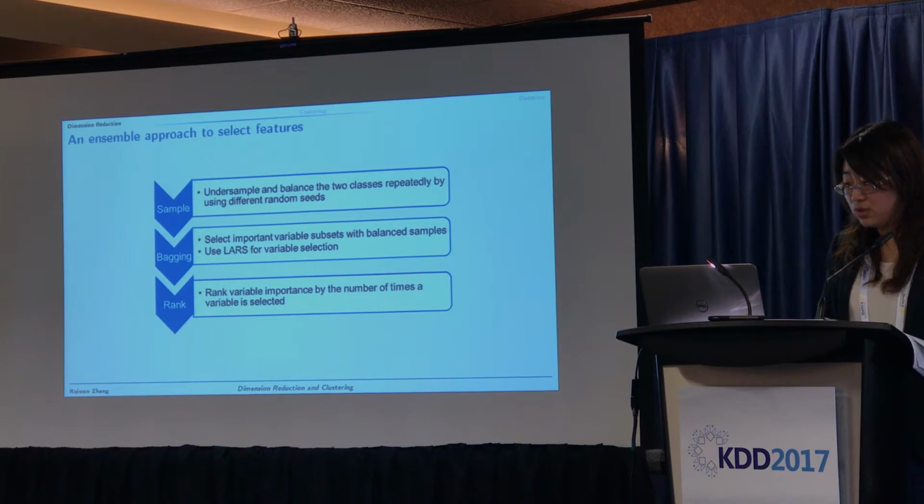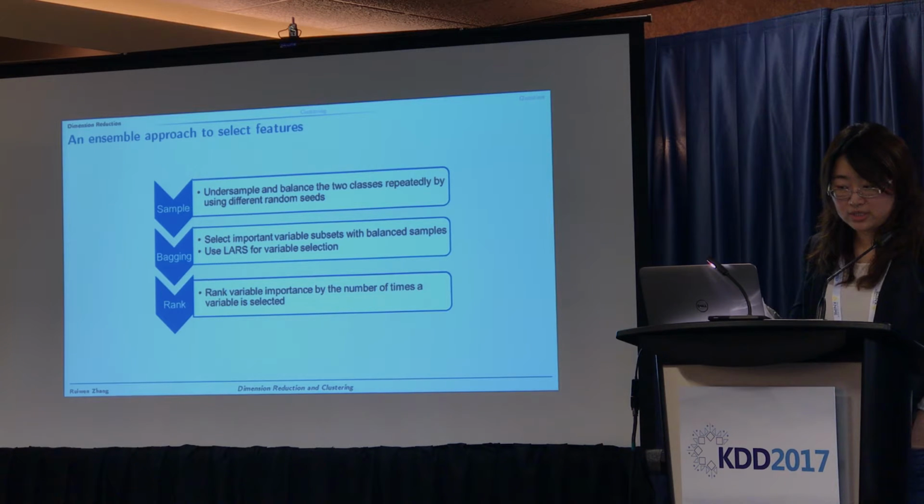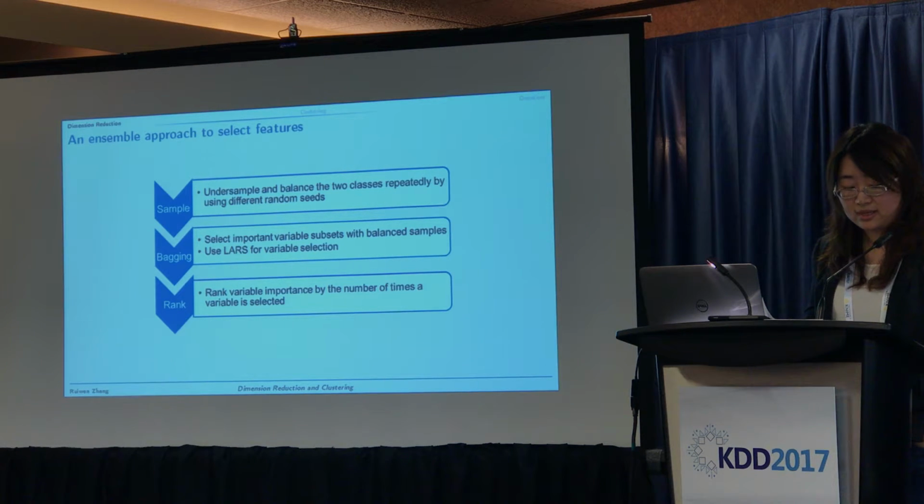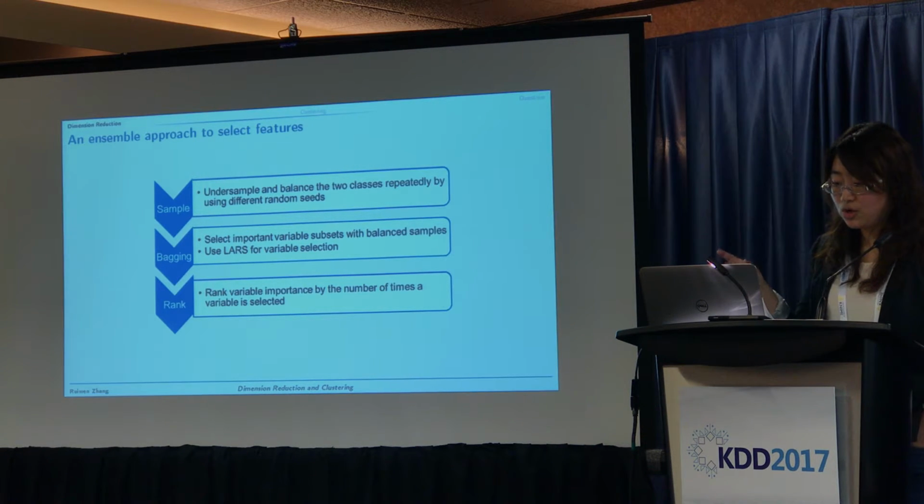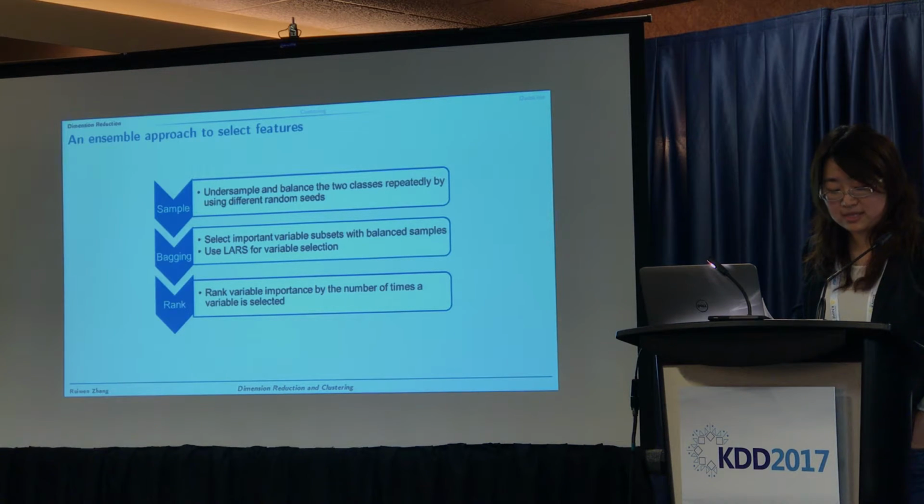Let's take a close look at our approach. The first step was to downsample the majority class to match the other one, but instead of just doing it once, we repeated it and created a bag of balanced samples by using different random seeds. Each of the balanced data represents just a small portion of the population, but with a bag of them, we have pretty good coverage. The bagging step selects the best subset of variables for each balanced data.